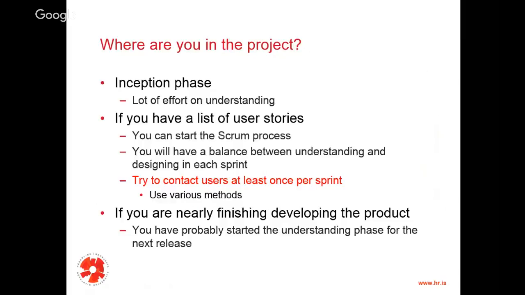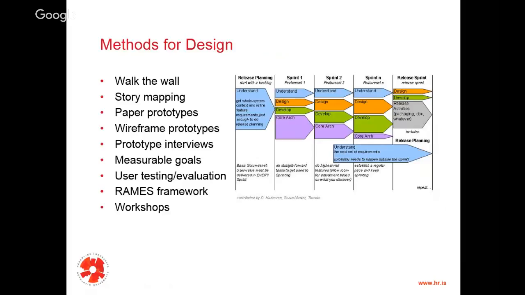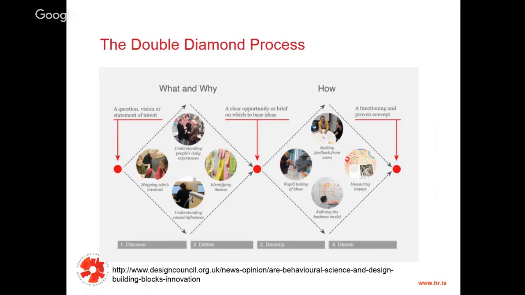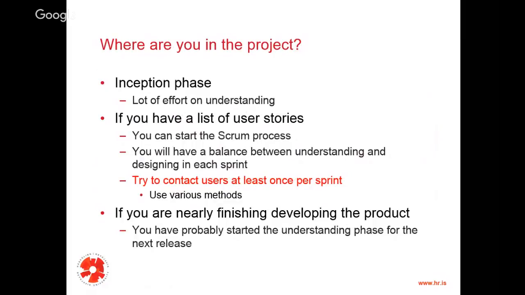But I would recommend that this, that is in red, that you try always to contact users once per sprint, and just try to use various methods. I'm not asking you to use all these methods in every sprint, but try to make a mixture, because that's also fun, and you get new ideas and so on. So if you have it as a rule to contact users at least once per sprint, I would be happy.